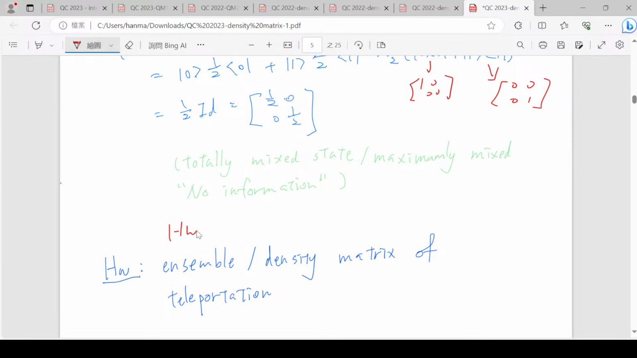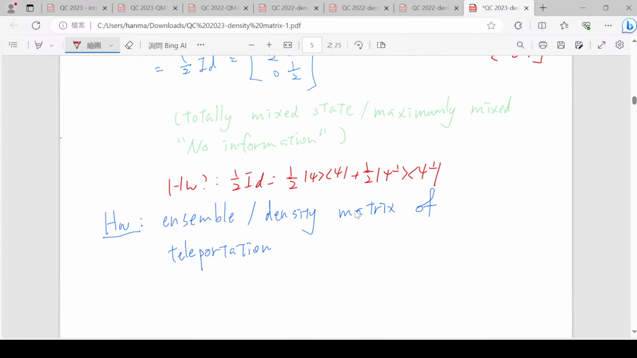So, homework. Half the identity equals half of psi plus half of some perpendicular state, not in the Bloch sphere but in the two-dimensional Hilbert space. So any state and its perpendicular part, if you take the equal mixture of them, you will get the total density matrix.